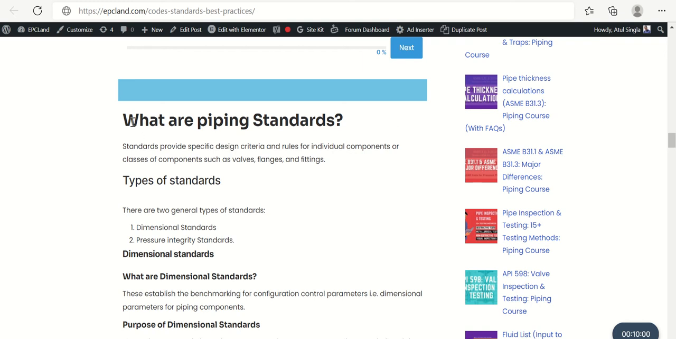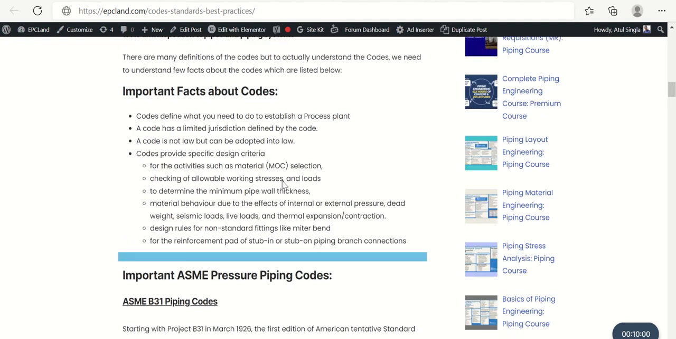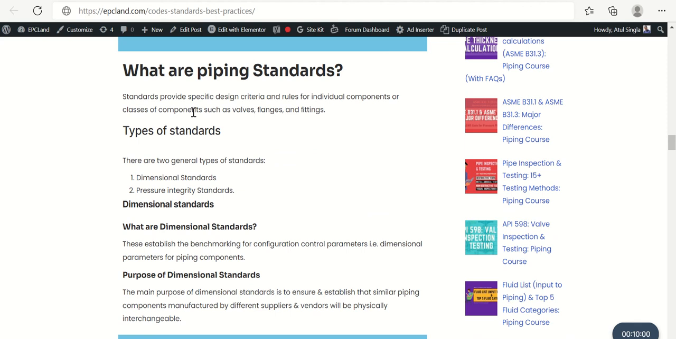Then let us see what are piping standards. We know what are piping codes now. Now let us look at what are piping standards. Standards provide specific design criteria. Okay, there we were looking into the requirements. Now we are talking about design criteria and rules for individual components. So each and every word of this statement is important. It will define the definition and also it will differentiate the piping standards from piping codes.